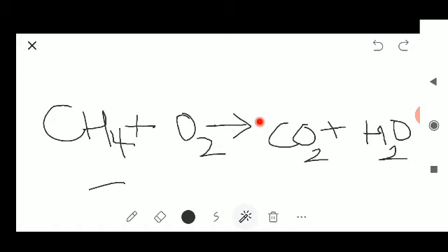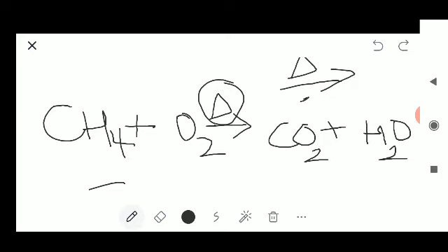One thing I just want to inform you: if you are heating any compound, we may represent it above the arrow mark as "heat", or in simple words, we can also represent it by a small triangular symbol. If you write a small triangular symbol above an arrow mark like this, that indicates that we are heating a compound. Okay, coming to our point now.